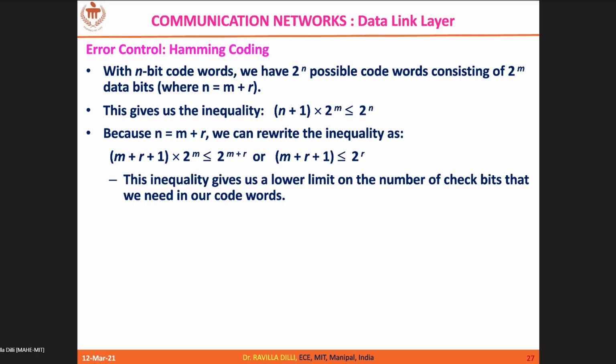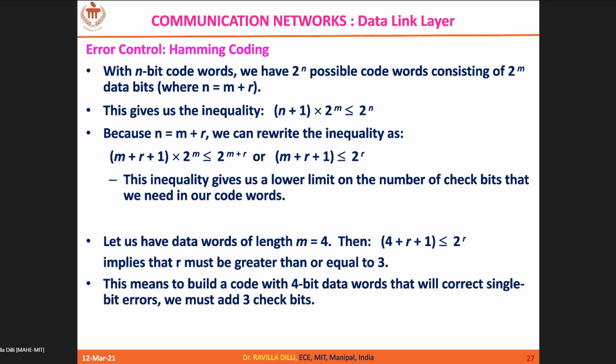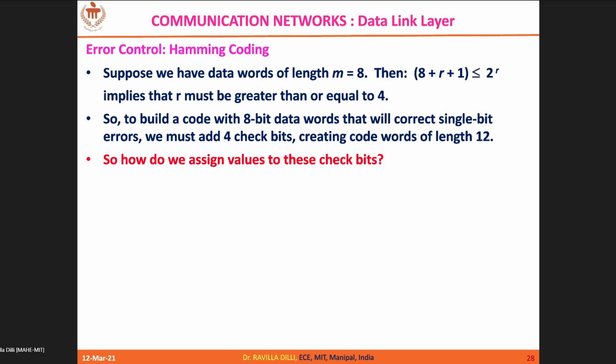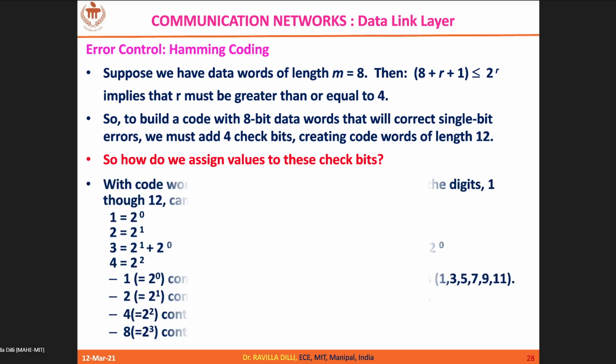Very good. I hope you understand that for a given number of data bits, you know the minimum number of r bits that you need to generate, using this inequality. So now the second question is, how to derive these bits. You know the number of bits that you need to derive, so how to derive these bits?